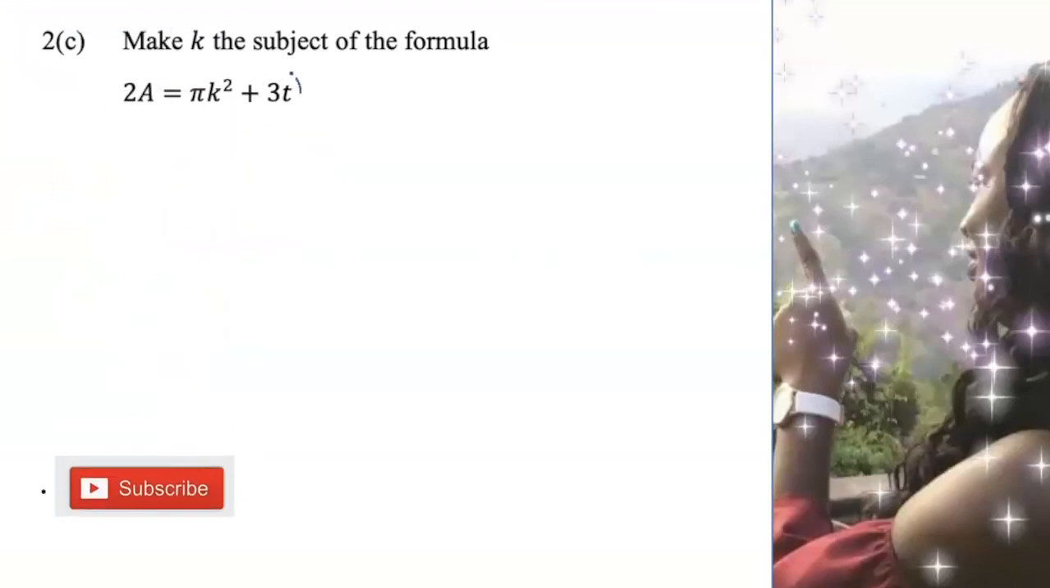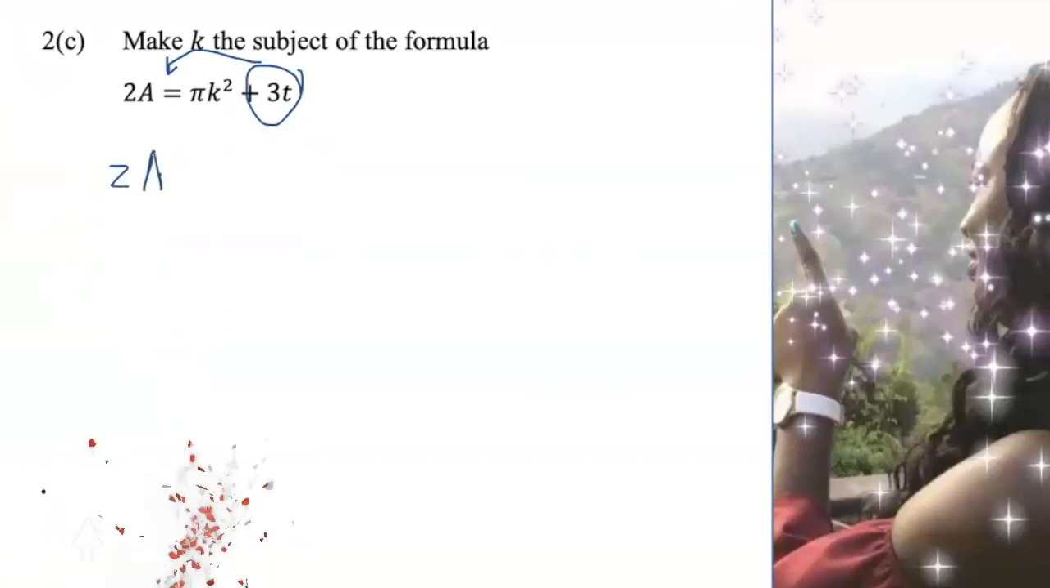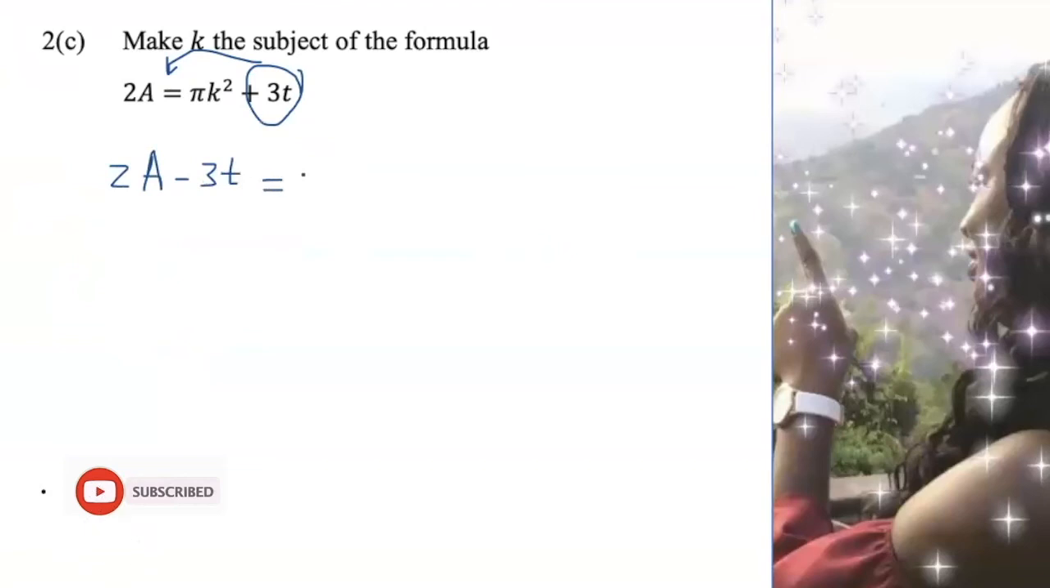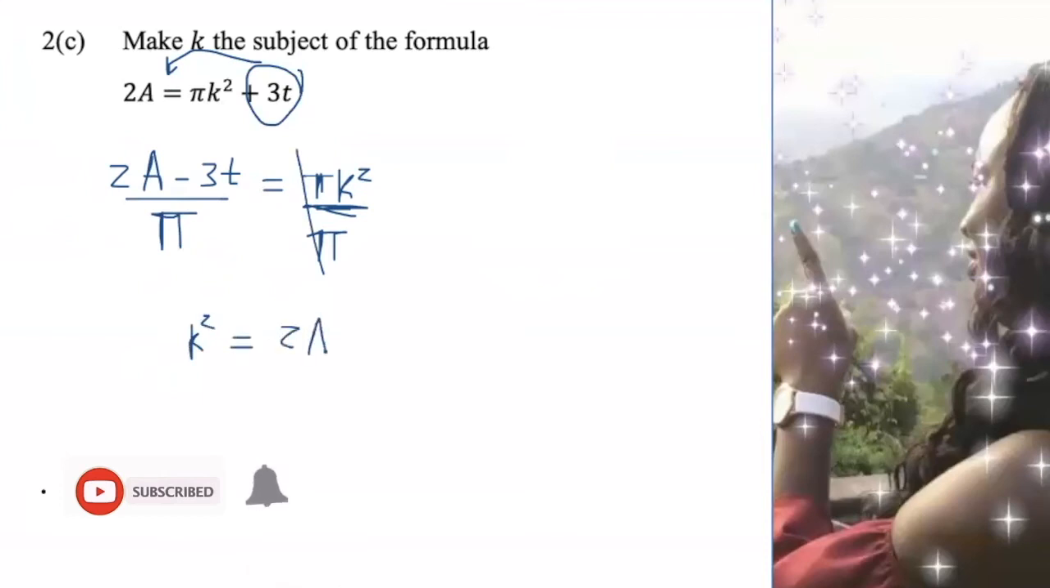Now we're going to make k the subject of the formula. First thing I'm going to do, this is not attached to where k is, so we can carry it over the equal sign. So I will have 2 capital A minus 3t equal pi k squared. Next, we're going to get rid of the pi on the right. So I'm going to divide both sides by pi. So this cancels. So I have k squared is equal to 2A minus 3t over pi.